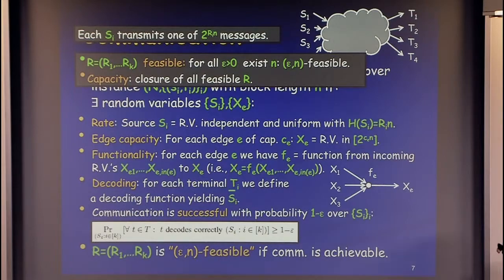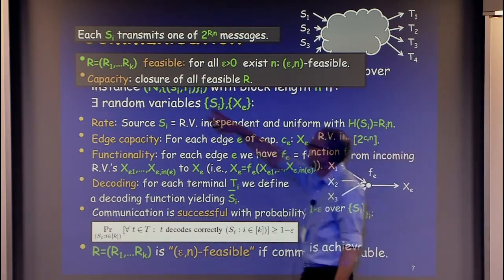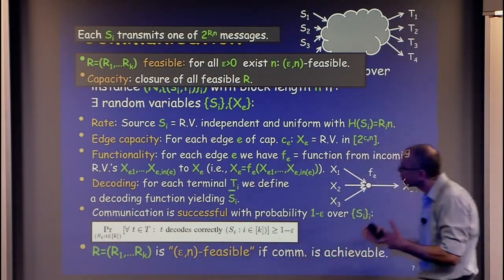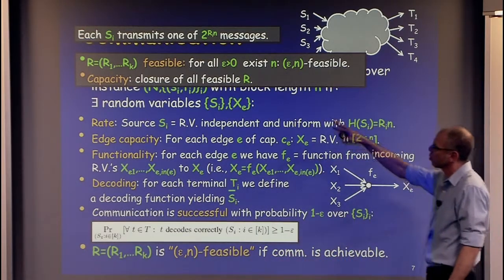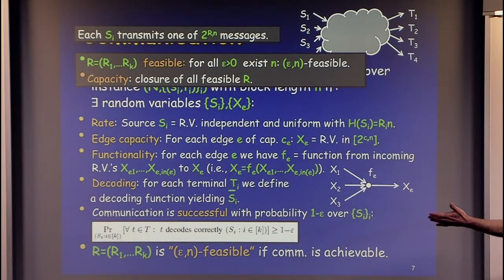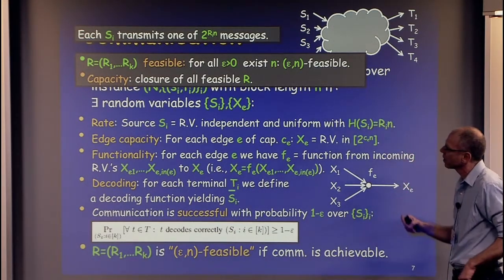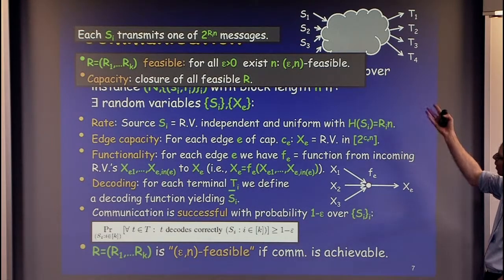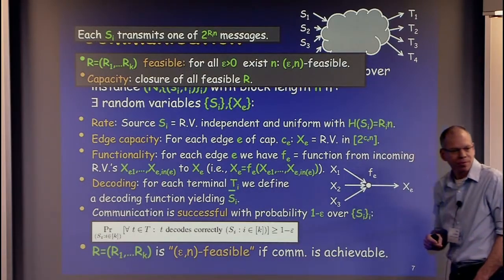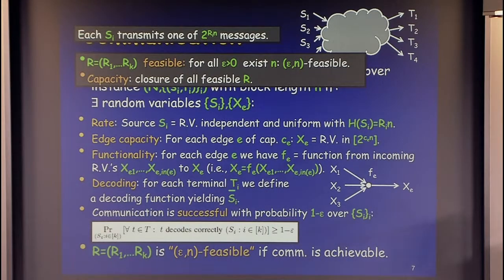And I'm also going to use this terminology. R1 to Rk without the epsilon n is feasible if it's feasible for every epsilon. So for every epsilon larger than 0, when epsilon tends to 0, there exists a large enough n such that I'm able to communicate. And the capacity region of a network is going to be the closure of all these feasible tuples R. So again, this is very, very standard.